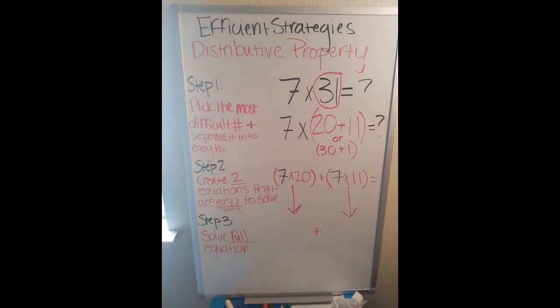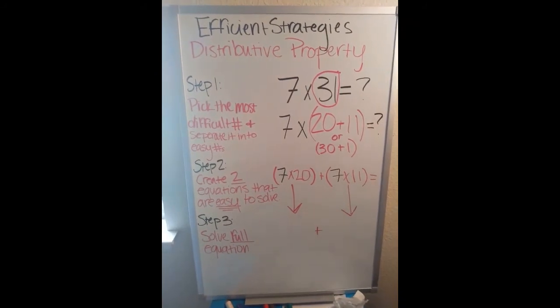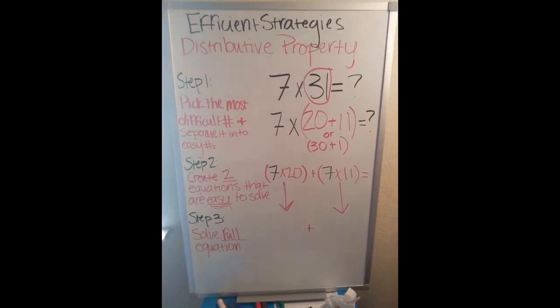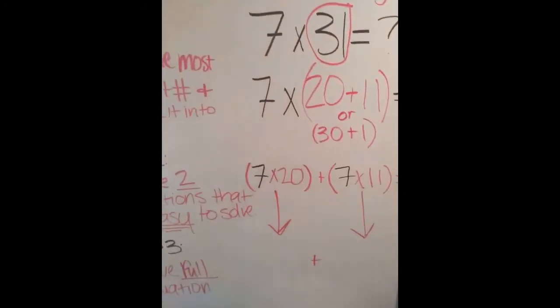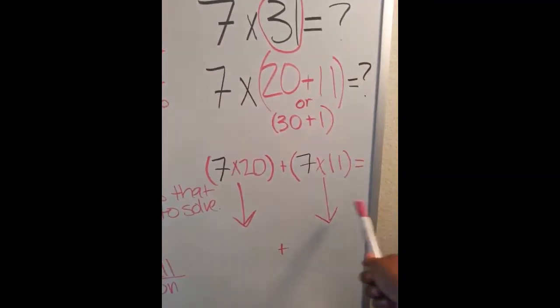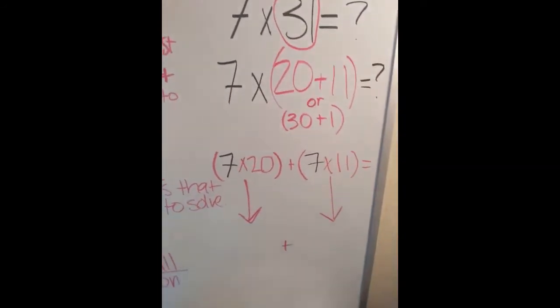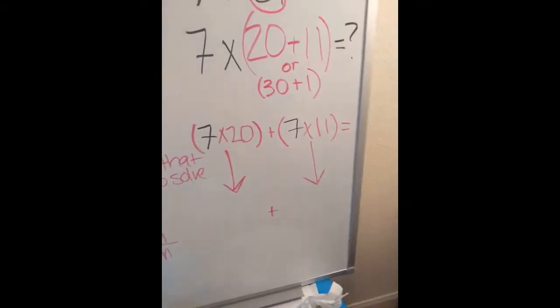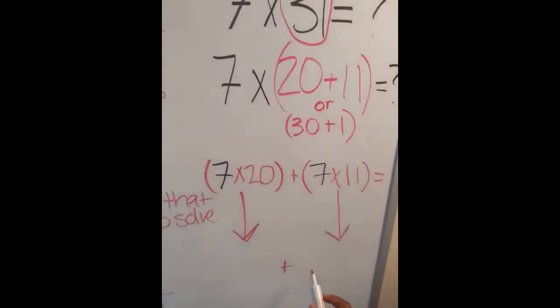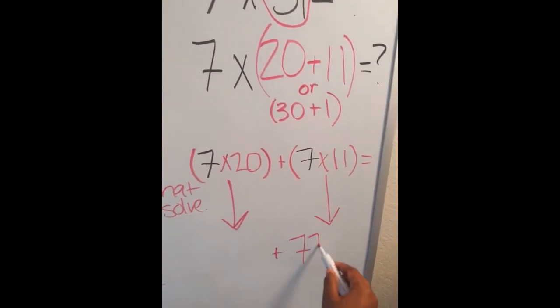So for step 2, we created 2 easy equations for us to solve. And of course, we're going to start with the information inside of the parentheses. We have 7 times 11. We know anything times the number 11 is just itself twice. So we're going to write 77 here.